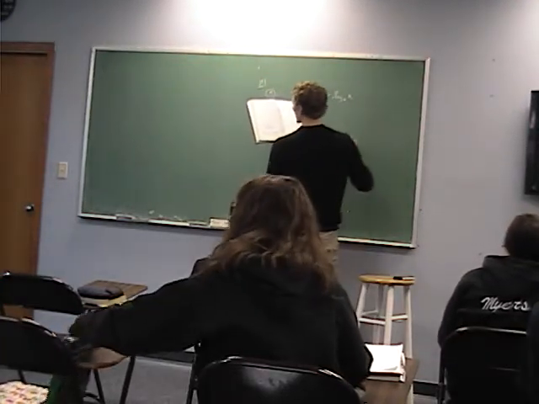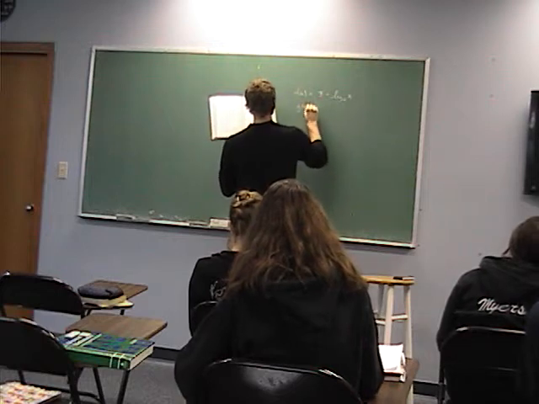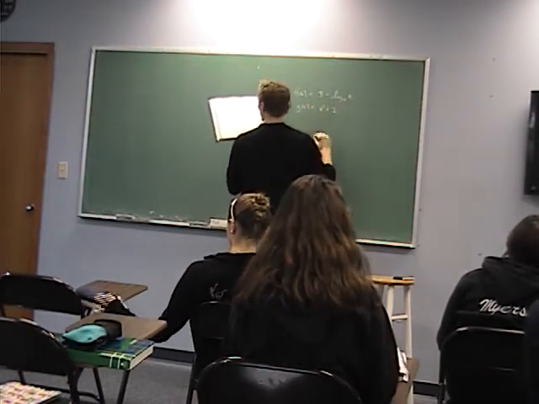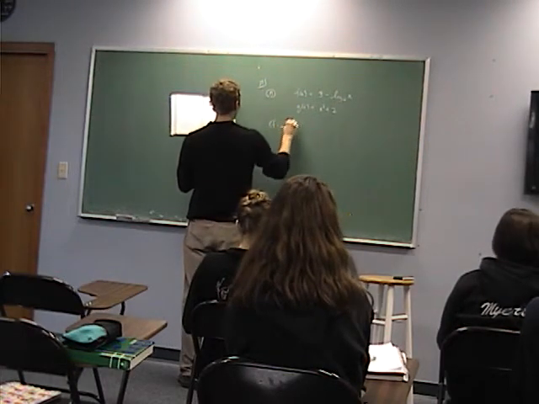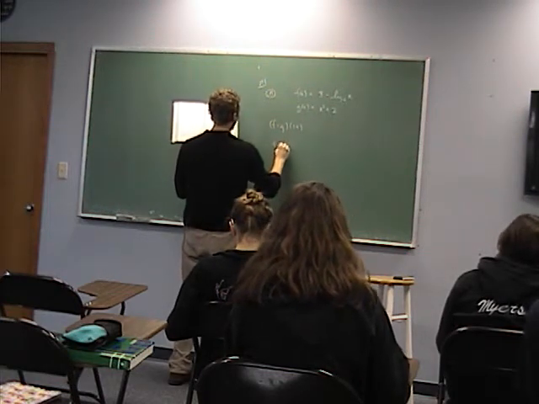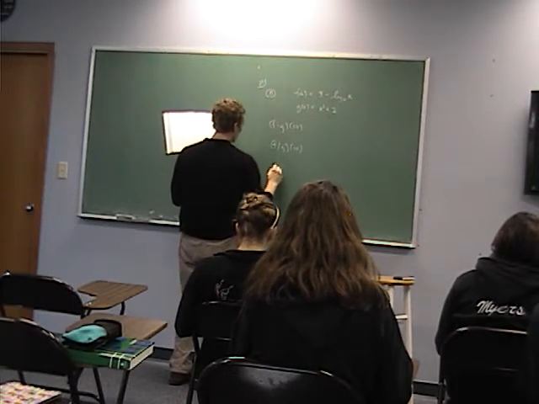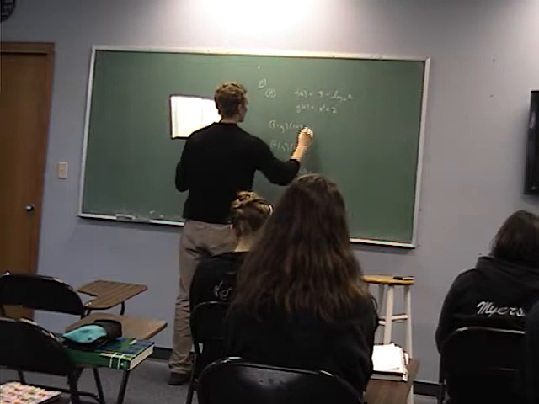So we have 3 minus log base 10 of x. That's f of x. And g of x is x squared plus 2. And we want to find f minus g of 10. We want to find f divided by g of 10. And we want to find g of f of 10.